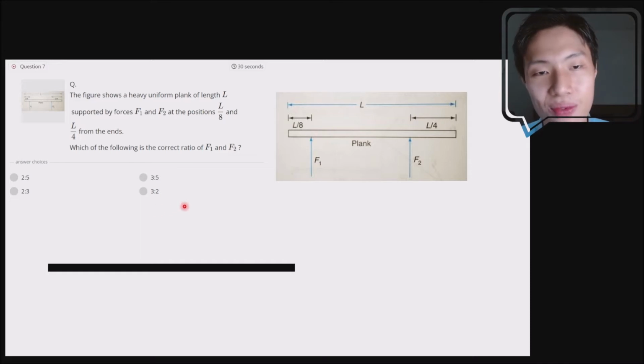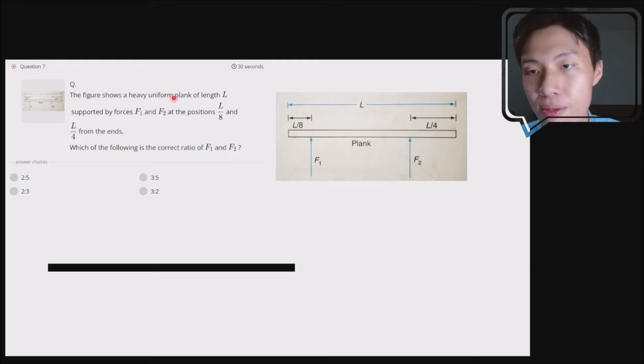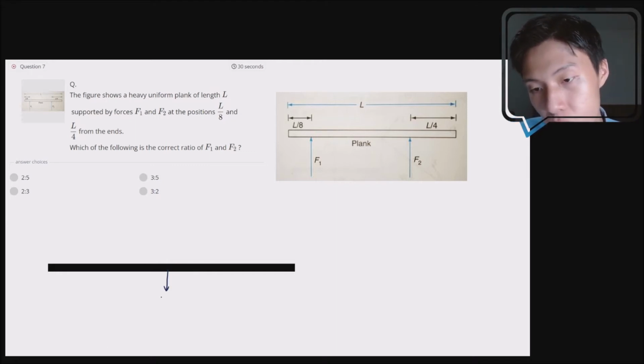Okay, so now you ask yourself the 5 questions. The first question is, does this plank have mass? Well, it says it's a heavy uniform plank. So heavy means it definitely has mass, so definitely has weight. And it says it's a uniform plank, therefore you know that the weight of the plank should be coming out from the center of the plank. Okay, because it's a uniform rigid body. So here you get the weight of the plank.